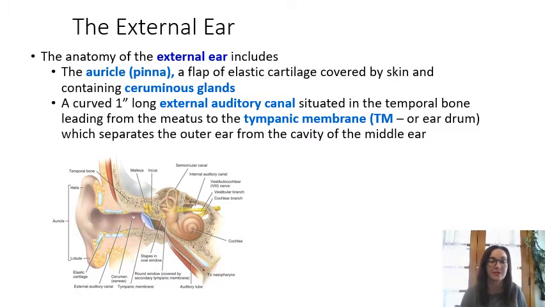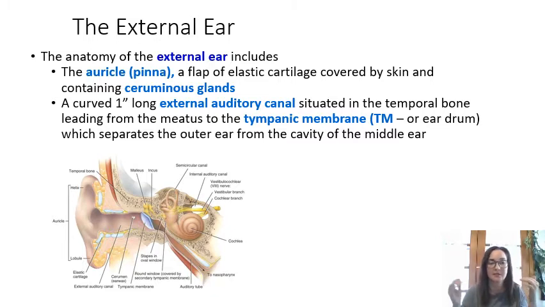Right, so the external ear, this is the outside part of the ear. So this is going to include everything from the auricle, sometimes called the pinna, but pinna we usually reserve for animals that are not humans that have the ability to kind of move their ears around. So this is your auricle.